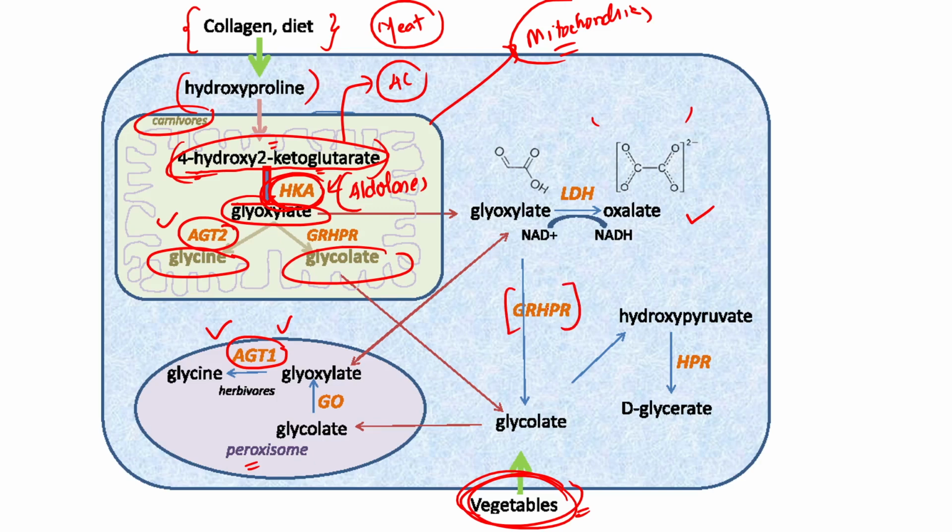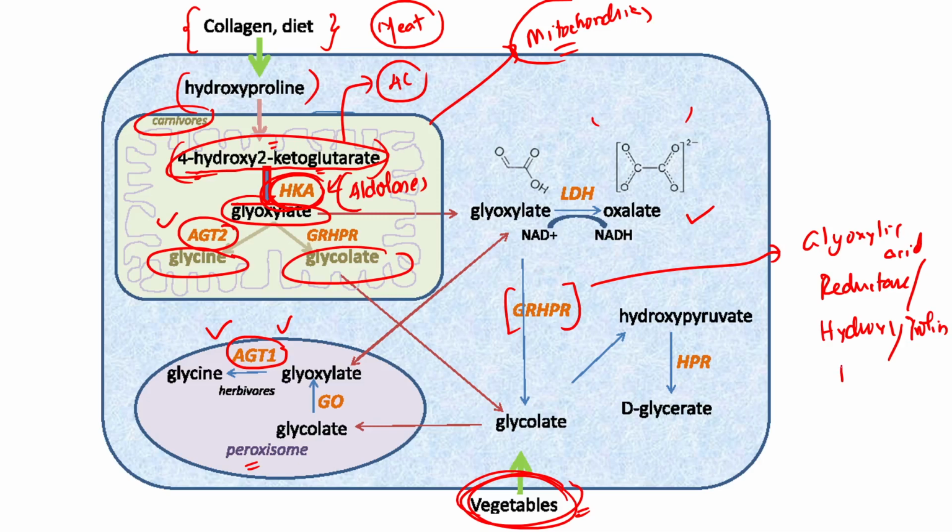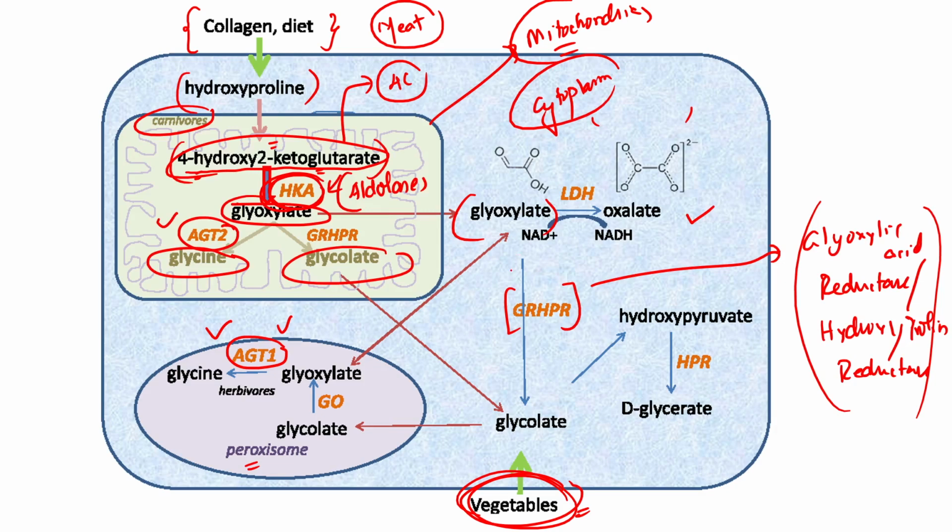Now this enzyme is glyoxylic acid reductase, plus it also has hydroxypyruvate reductase activity. It has two reductase activities. Because of this, it is capable of causing reduction. Now we have glyoxylic acid present in the cytoplasm. Because of this enzyme called GRHPR, it will be able to convert into glycolate. The moment it becomes glycolate, it will be able to become hydroxypyruvate. From there, I'll be able to generate glycerate.